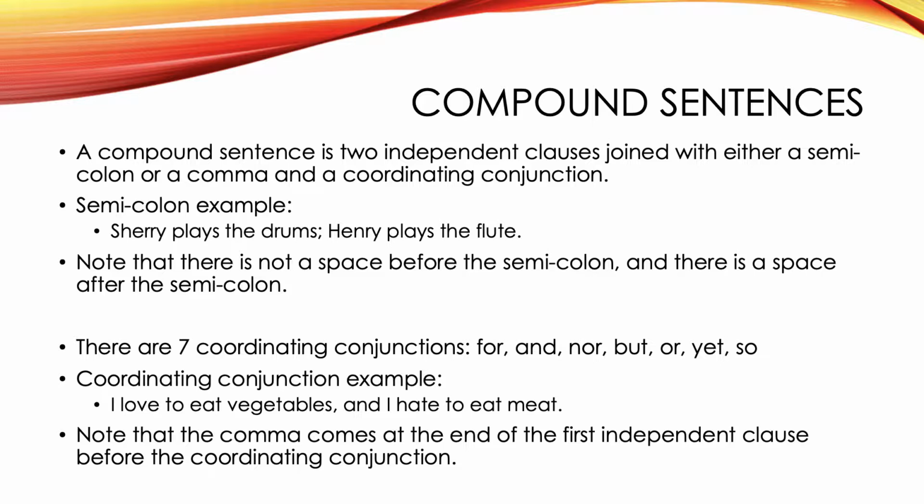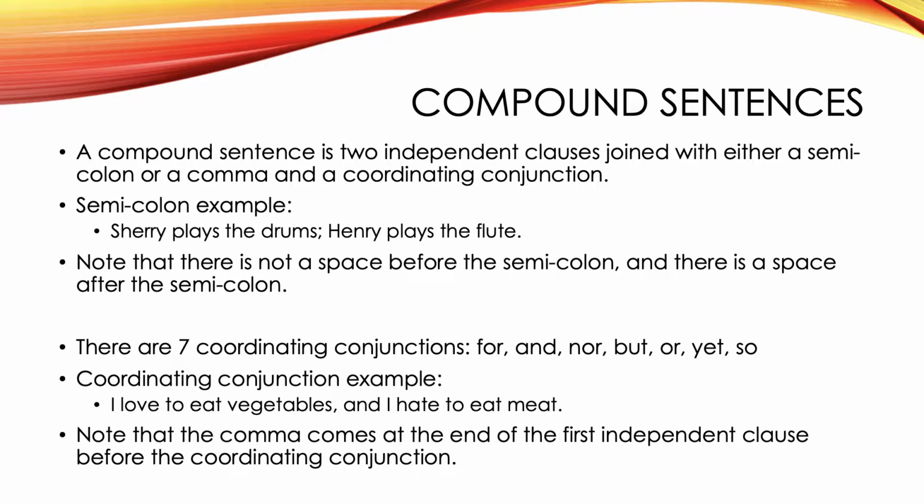When you use a coordinating conjunction to join two independent clauses, you write the first independent clause, then you write a comma, and then you write the second independent clause. Note that that comma comes immediately after the first independent clause, no spaces, and that there's a space after the comma.